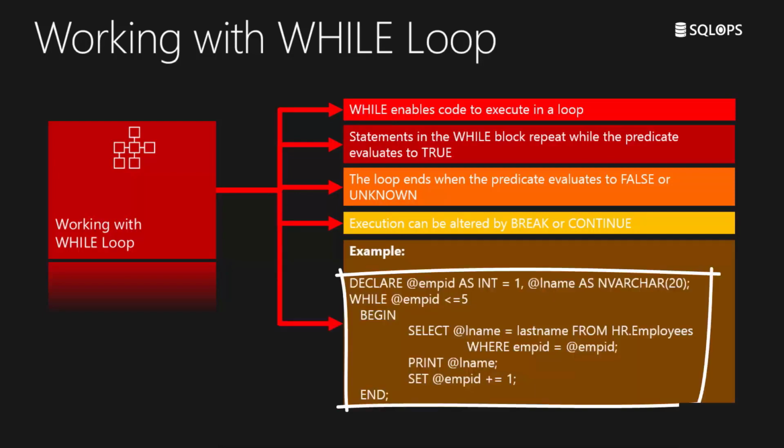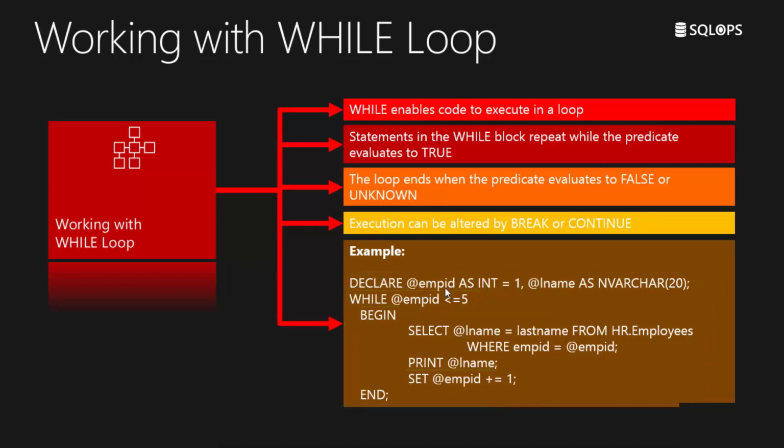In this example, it uses employee ID variable in the predicate and changes its value in the begin end block using the set operator. Since the initial value of employee ID is 1 through this declaration, this while loop executes as long as the value is less than or equal to 5. Each time this loop executes, the employee ID is incremented by 1. Let's execute this query and see what the results will look like.